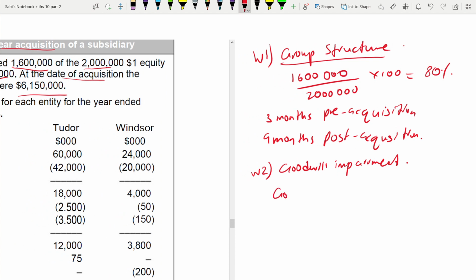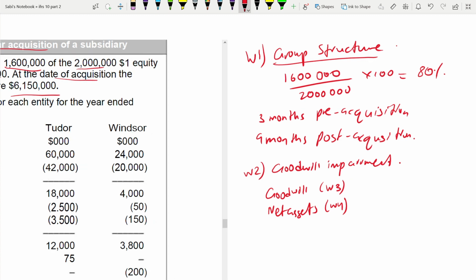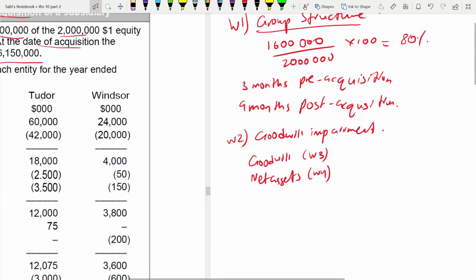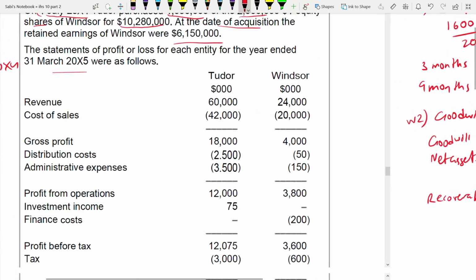Okay, first you need goodwill that you have to calculate, and then you need net asset of the subsidiary. This is another working 3, working 4. You need a separate working for this, like inside this, there's a working. Okay, and then you compare this with the recoverable amount. This is how you find goodwill impairment. Recoverable amount has been given in the last point. How much?